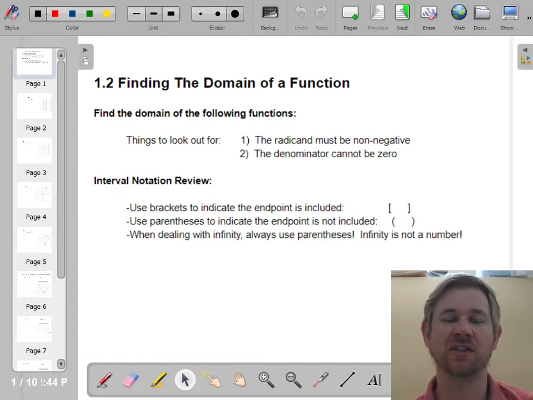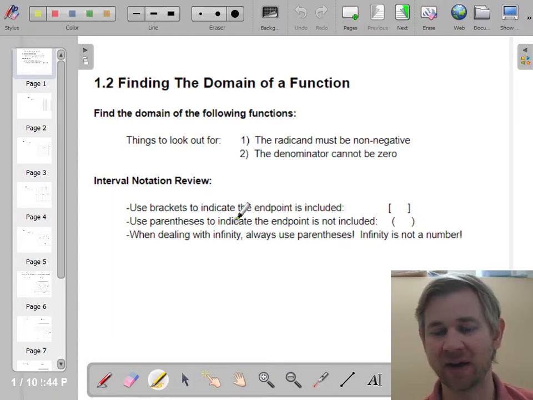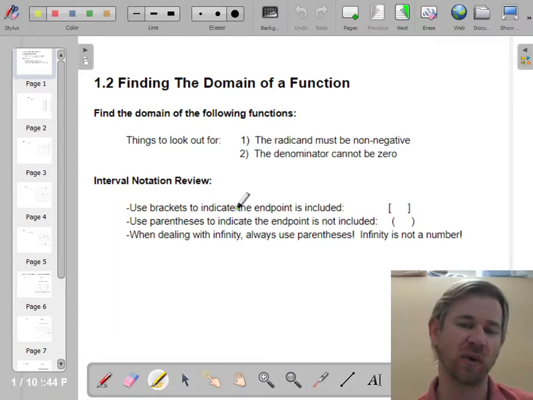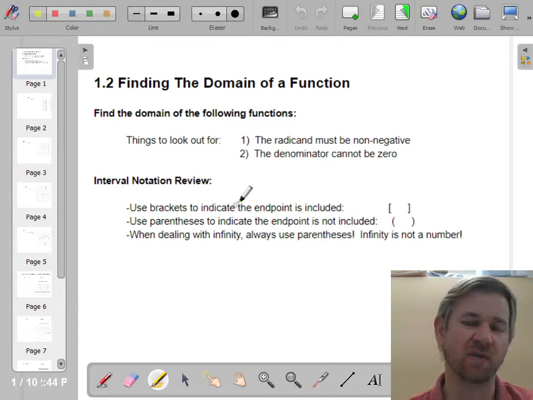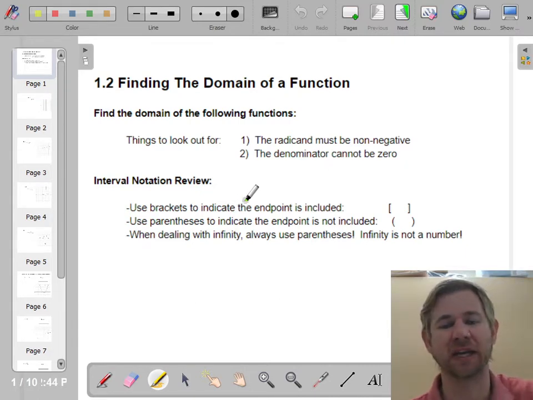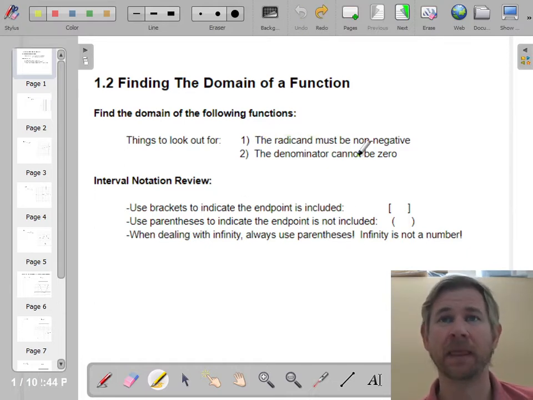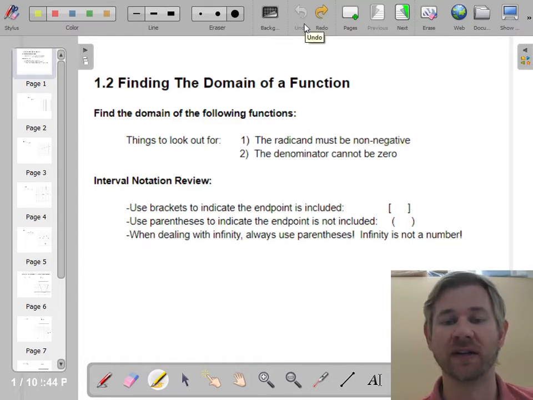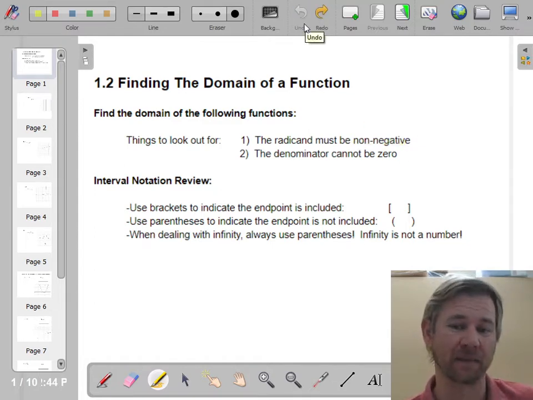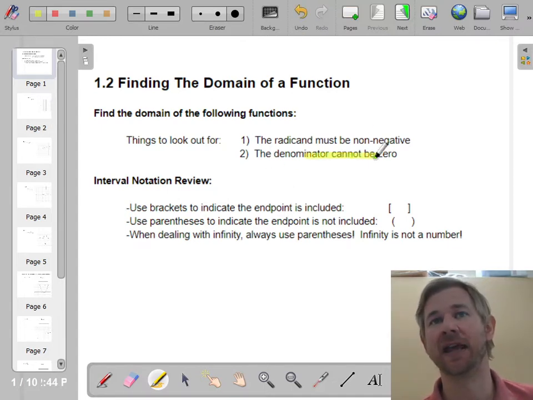So let me first say that the main things we are looking for when we're talking about the domain of a function are ways that you could break the function. What are x values you could not plug in? The two biggest things that we see are the radicand, that's the part underneath the square root, must be non-negative. You cannot take the square root of a negative number. That's the big thing. The other thing is the denominator can't be 0.